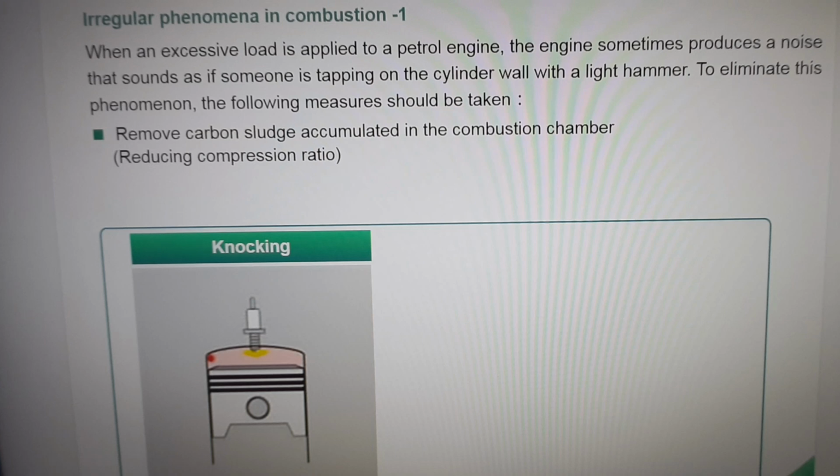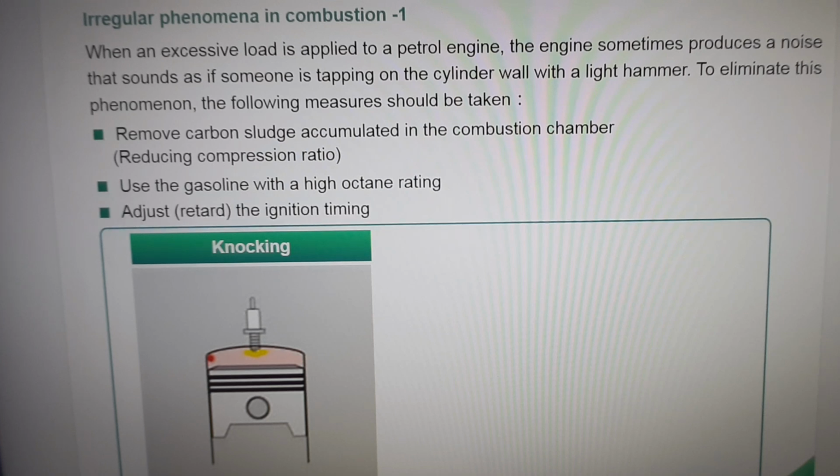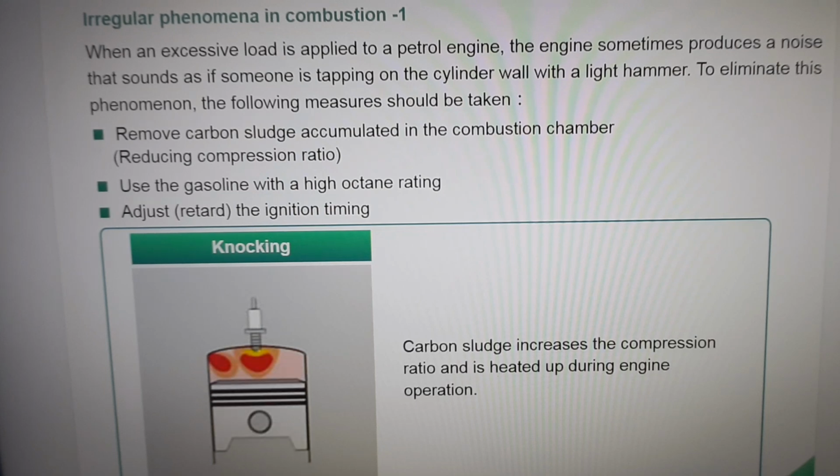1. Remove carbon sludge accumulated in the combustion chamber to reduce the compression ratio. 2. Use gasoline with a high octane rating. 3. Adjust the ignition timing to retard the ignition timing. It should be noted that carbon sludge increases the compression ratio and the temperature during engine operation. Also, carbon sludge can ignite the gas before the spark plug sparks. This makes a knocking sound, so the carbon sludge must be removed in time.